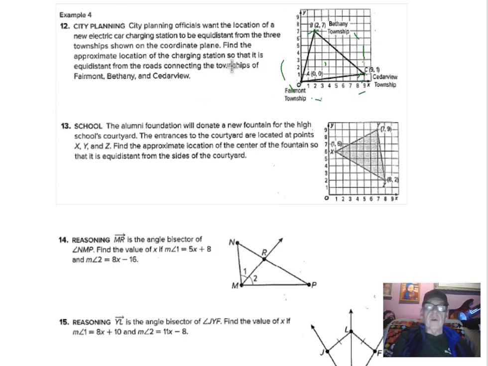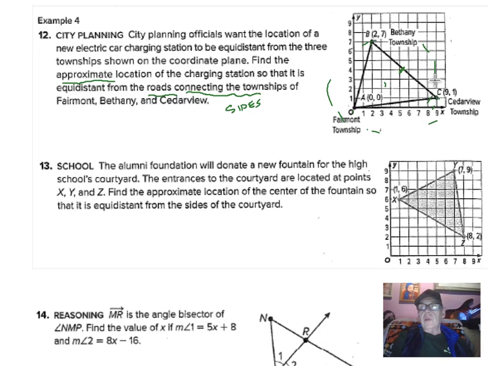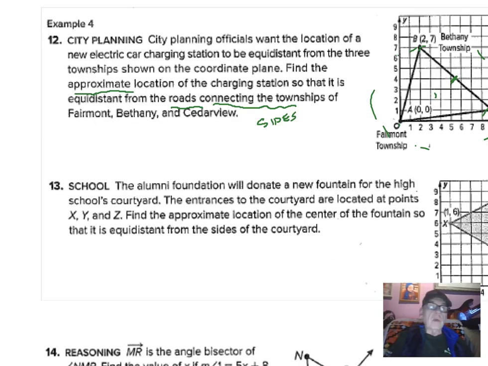But for this one, they're talking about equidistant from the roads connecting the townships. So we're talking about equidistant from the sides. So what we're really looking for here are the angle bisectors. And it wants the approximate location. So what I'm going to do is sketch in the approximate angle bisectors. Let me get this one step larger here. I don't think I can move it over anymore. So let me draw the angle bisector in here and then we'll zoom back out again.